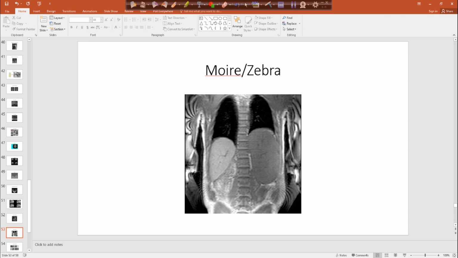This patient has a huge spleen. Something's going on. It's pushing, look at it. It's pushing the left diaphragm higher than the right diaphragm.